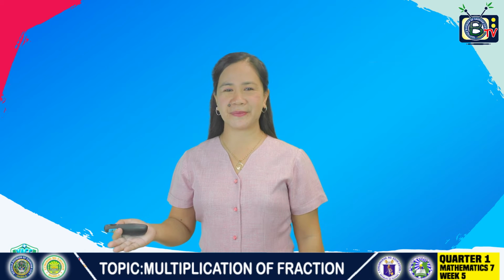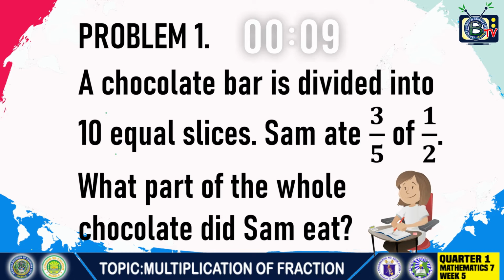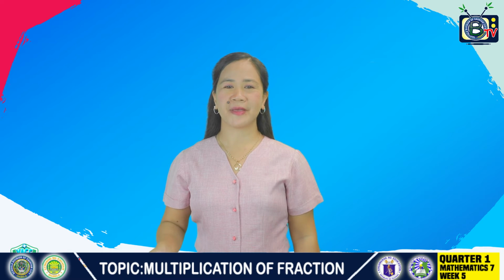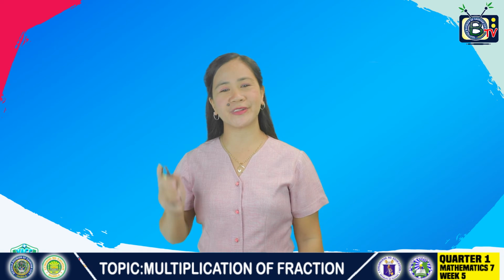So this is the problem. A chocolate bar is divided into 10 equal slices. Some ate 3/5 of 1/2. What part of the whole chocolate did some eat? Okay, I know you're done, but for this time, just keep your answer, then later we will discuss it.